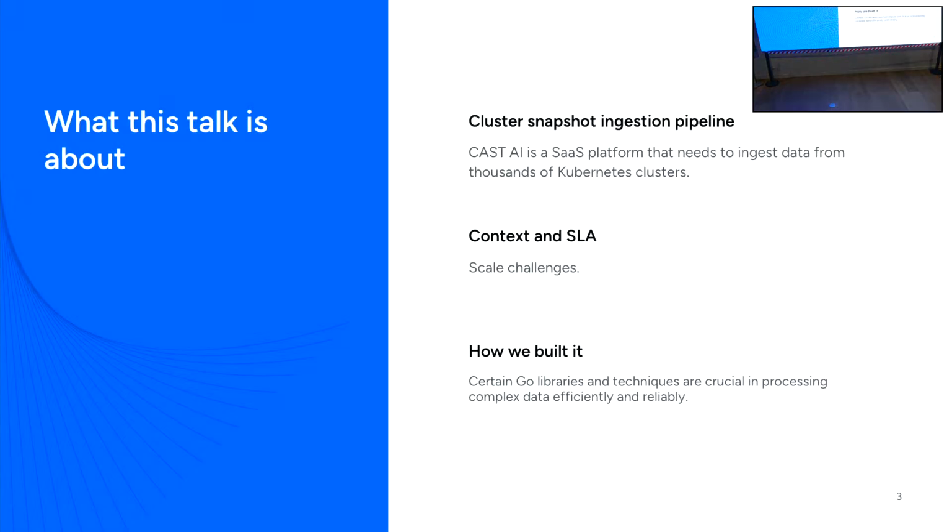All right, introduction. So what am I going to talk about here? CastAI is a SaaS platform that needs to ingest a lot of data from thousands of Kubernetes clusters. So we are talking about cluster snapshot ingestion, right? I'm going to talk a little bit about the context, what scale challenges we had, and how we approached it. Basically, what Go libraries, techniques, etc. were crucial in implementing this pipeline.